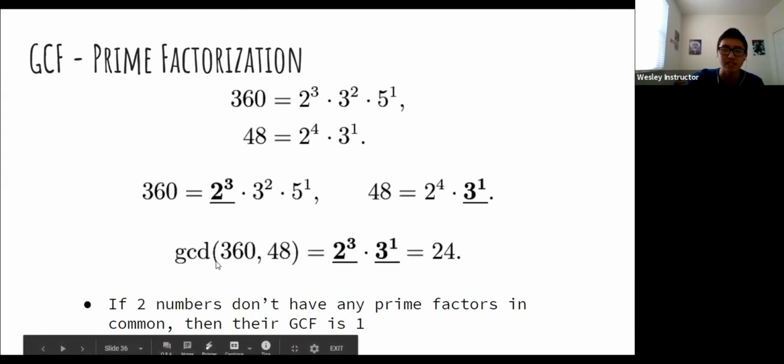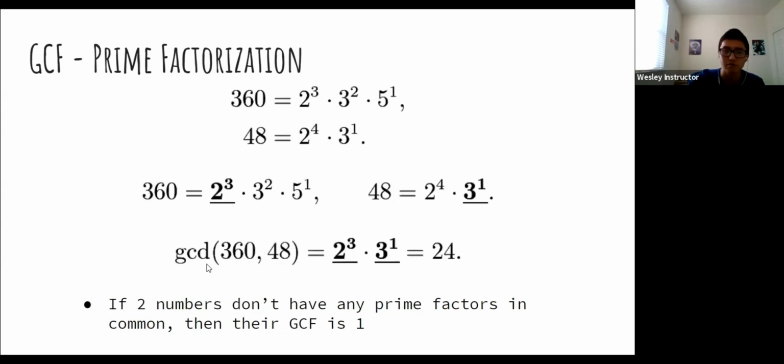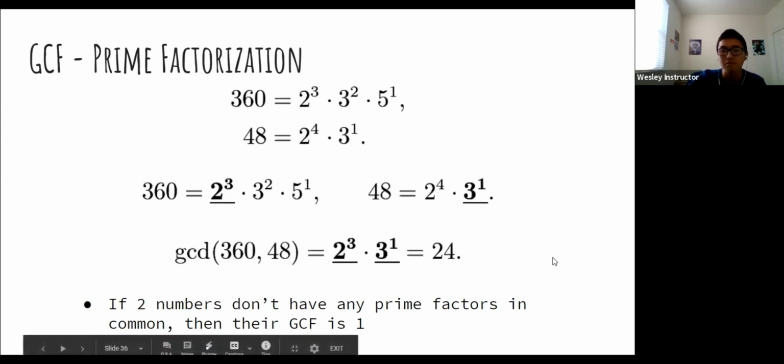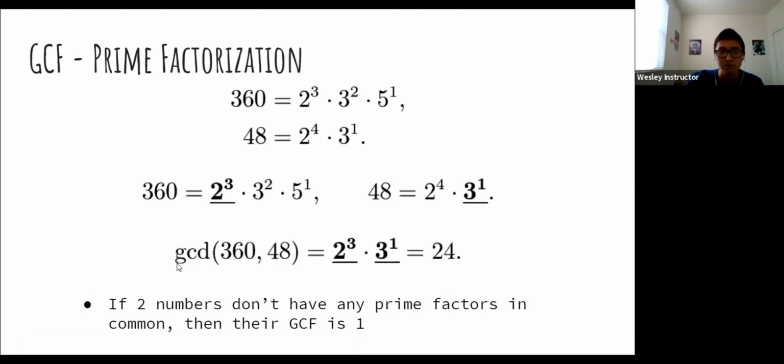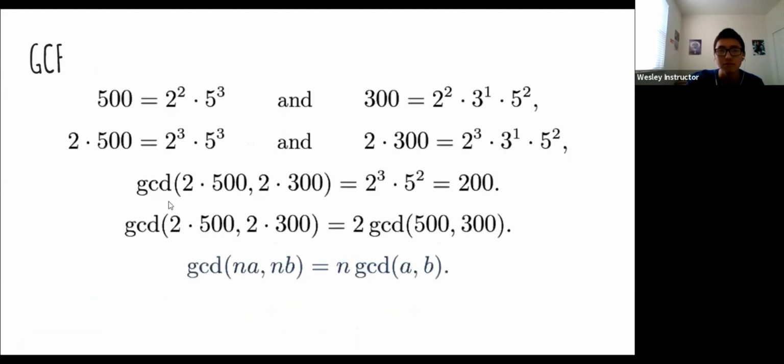And GCD stands for greatest common divisor, but I've mostly heard greatest common factor, so I'll just call it GCF. But these are the same thing. And if two numbers don't have any prime factors in common, then their GCF is 1. So for example, 2 and 3, they don't have any common factors besides 1. And this is also pretty similar to LCM.